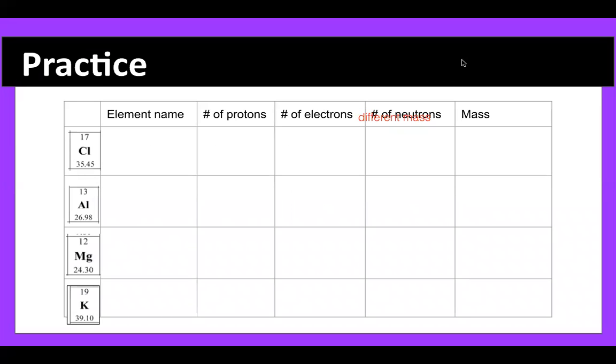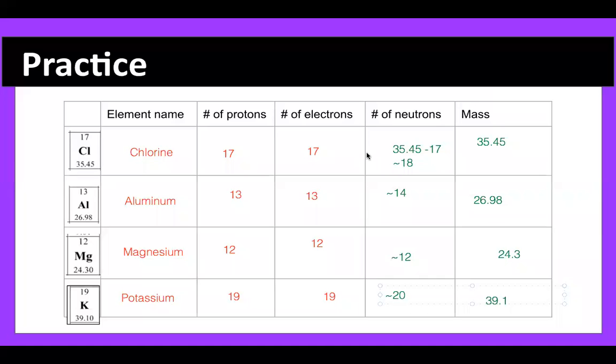Let's go ahead and try to fill this in again. This time you're going to pause this video and try to do it, and then you can come back and match the answers. So these are your answers. Notice that my neutron numbers are approximate. That's because I did not give you the exact mass; you're working with the average mass.